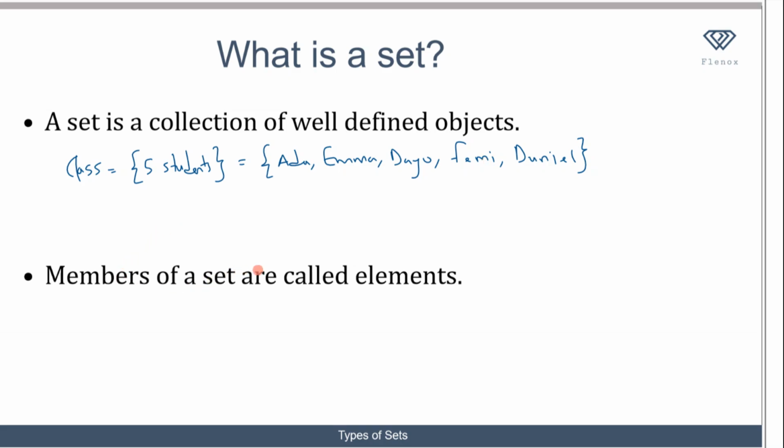So the members of a set are called elements, and by members I mean the objects that are contained within the set. So in this case, Ada, Ima, Dayo, Femi, and Daniel are all members or elements of the set. For example, if I say a set A is made up of vowels, then I know that the set contains the alphabet A, E, I, O, U. So the alphabet A, E, I, O, and U are referred to as elements within the set.